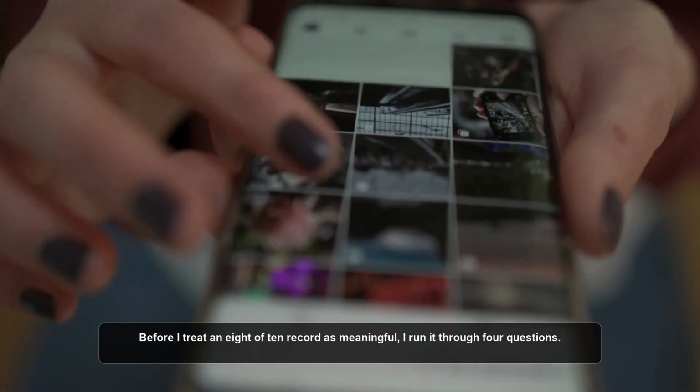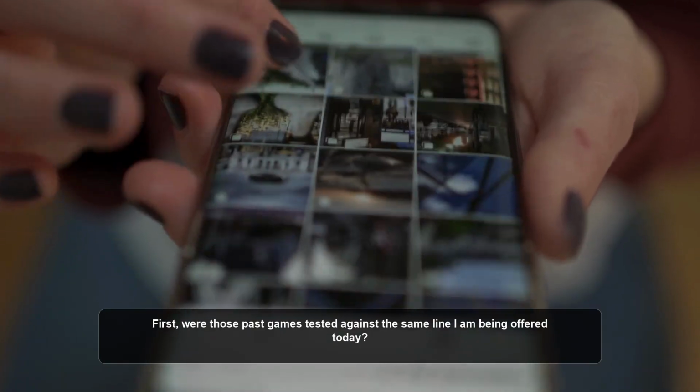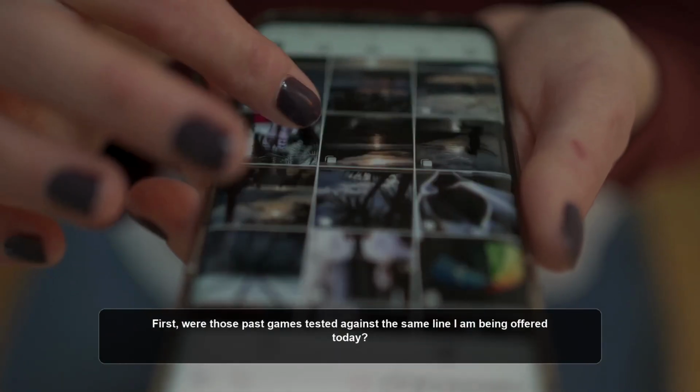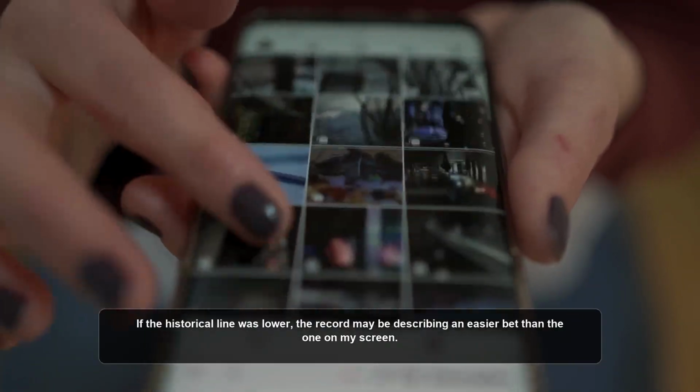Before I treat an 8 of 10 record as meaningful, I run it through 4 questions. First, were those past games tested against the same line I am being offered today? If the historical line was lower, the record may be describing an easier bet than the one on my screen.